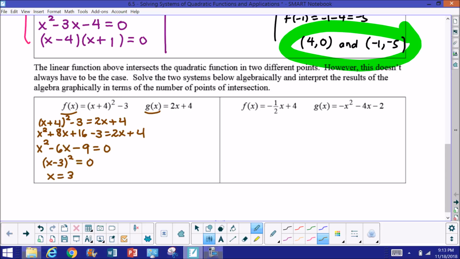X is equal to positive 3. And at which point you decide, hey, which of these two functions you want to plug in to find the y. It won't make any difference. You will get the same answer. So we'll pick the easier of the two, which is the g of x, and we find out that we get 10.